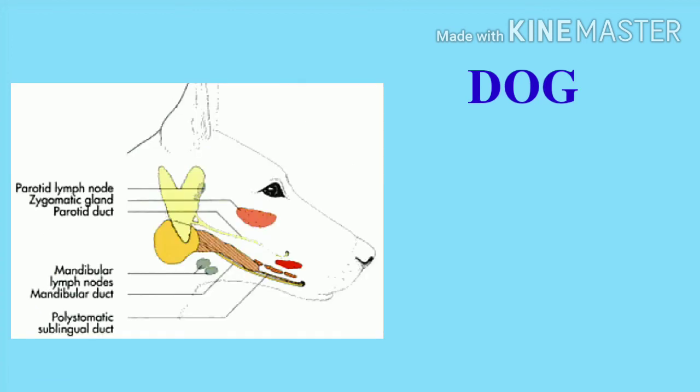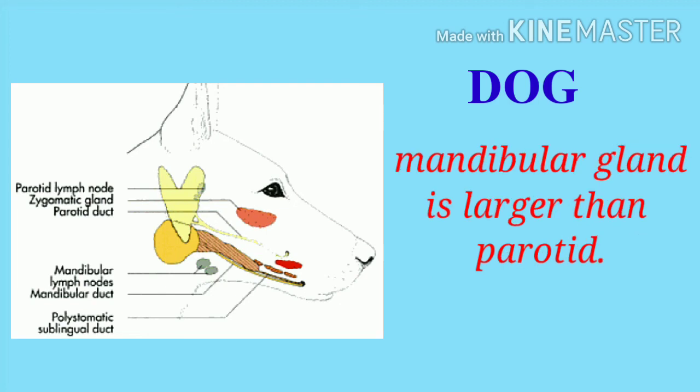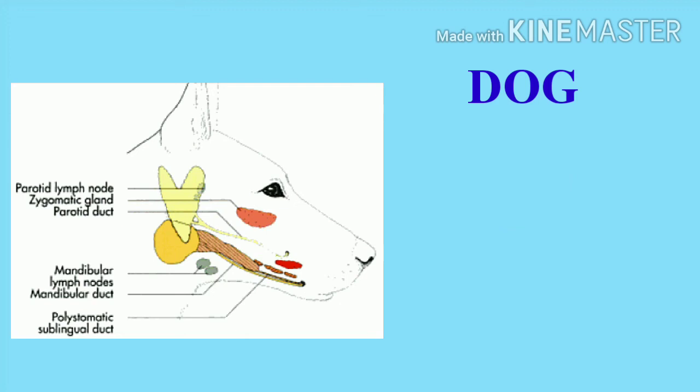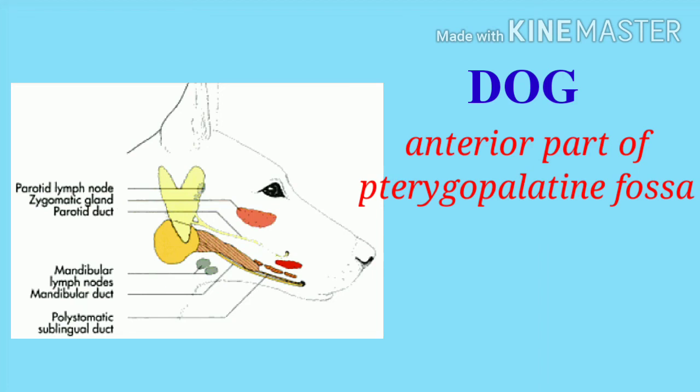Then in case of dog, the parotid duct opens opposite to the upper third premolar tooth. The mandibular gland is larger than the parotid and there is an extra gland found in this animal, that is zygomatic salivary gland. It is situated at the anterior part of the pterygopalatine fossa. Its duct opens into the mouth opposite to the last upper molar tooth.